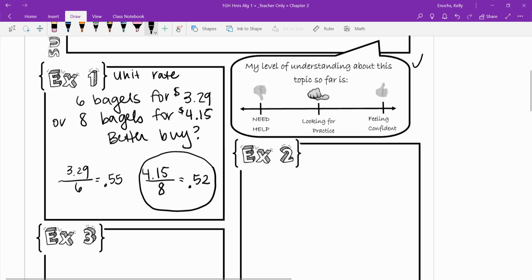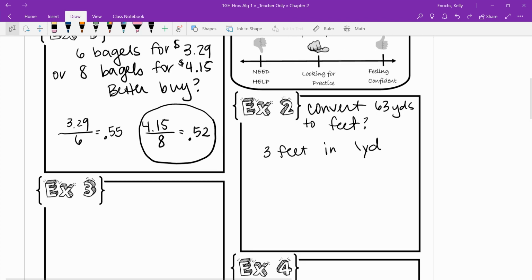My next example is going to be a conversion problem. We need to convert 63 yards to feet. Now, if you remember, one of the conversion factors you were supposed to remember is how many feet are in a yard. In case you forgot, it's 3 feet in 1 yard. One of the things you should pay attention to when doing your conversion factors is making sure that the units you want to cancel out are in opposite places in your fraction. That means one of those units is in the numerator and one of them is in the denominator.